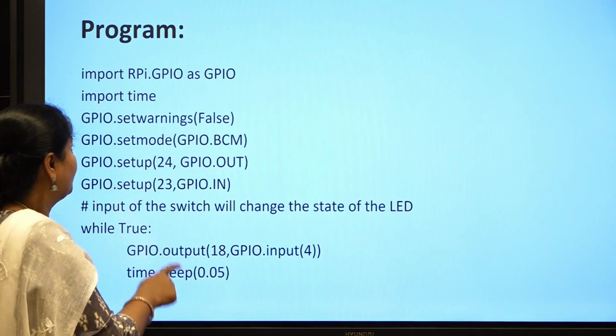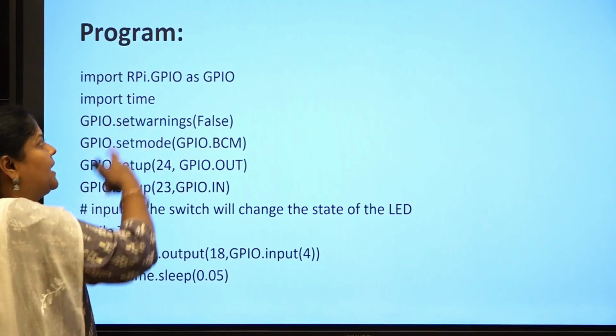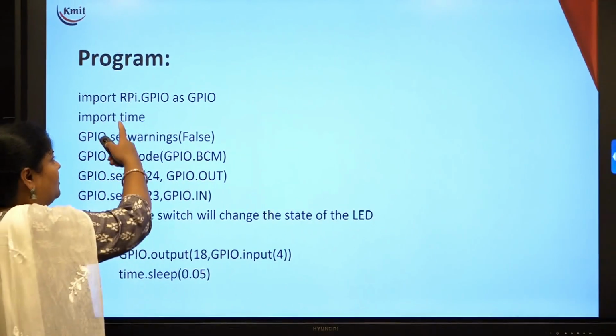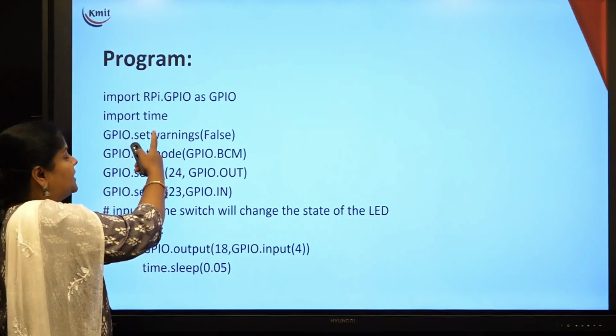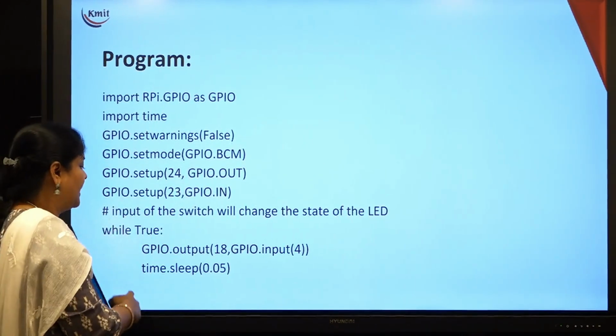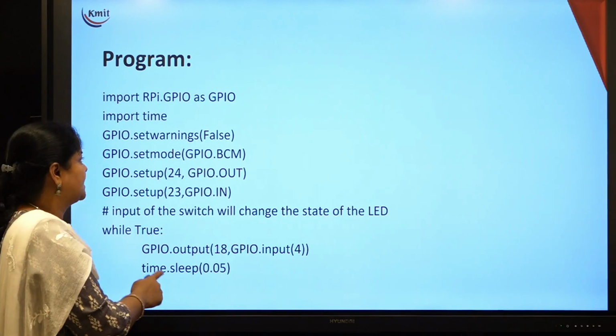So, for that the program is import RPi.GPIO as GPIO, importing the RPi library into a Python code. Next, importing time. We are importing the time library in order to use the time.sleep method.